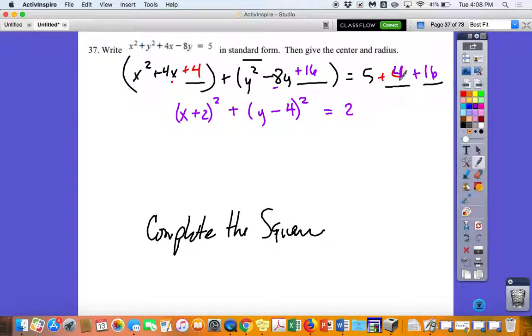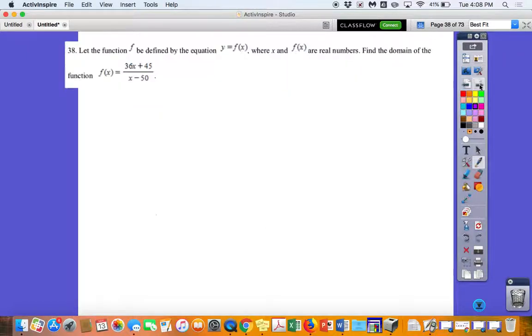That's supposed to be a 4, so that's 25. So it asks for center, which would be negative 2 and 4, and then radius, which is the square root of 25, which is 5. Okay? Then it asks you what is the domain of this function.